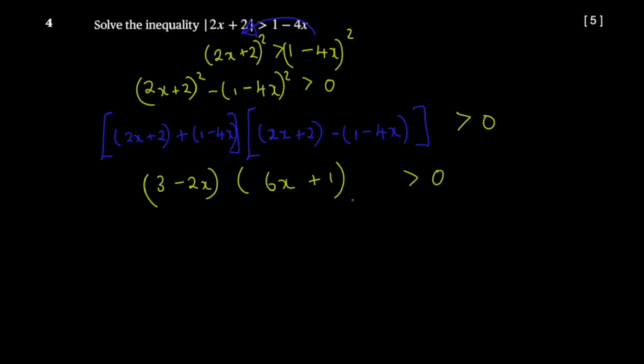After doing this, what you do is you find your roots. If you equate this one to 0, you'd have 3 minus 2x equal to 0, or you'd have 6x plus 1 equal to 0. So your roots would be x equal to 3 over 2 and x equal to negative 1 over 6. If you want to do a longer process, it's still fine. Just make sure that you're getting the same answers as I'm getting. Now that you know the roots, you can go ahead and draw your diagram.